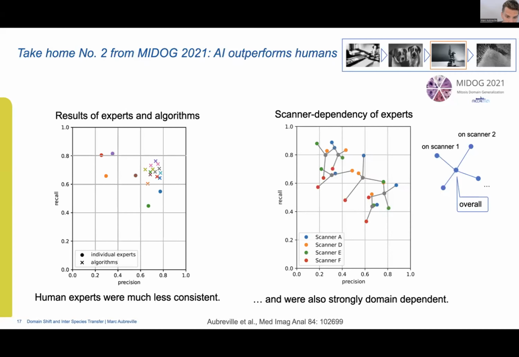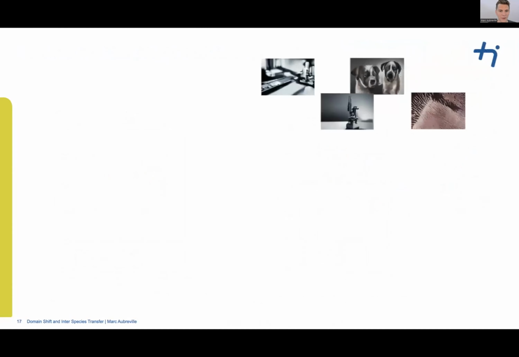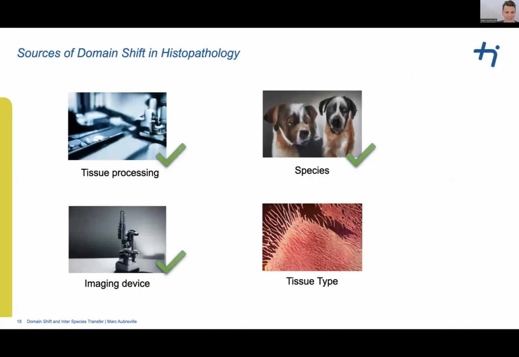But for other scanners, for example, the scanner here in blue, we see that some people have a higher precision, whilst others have a higher recall. So we could say it's not a general thing, right? There is a strong dependency on the scanner, even for humans, which is really an interesting finding from our perspective. So that was the first three categories that I wanted to talk about, like imaging device.